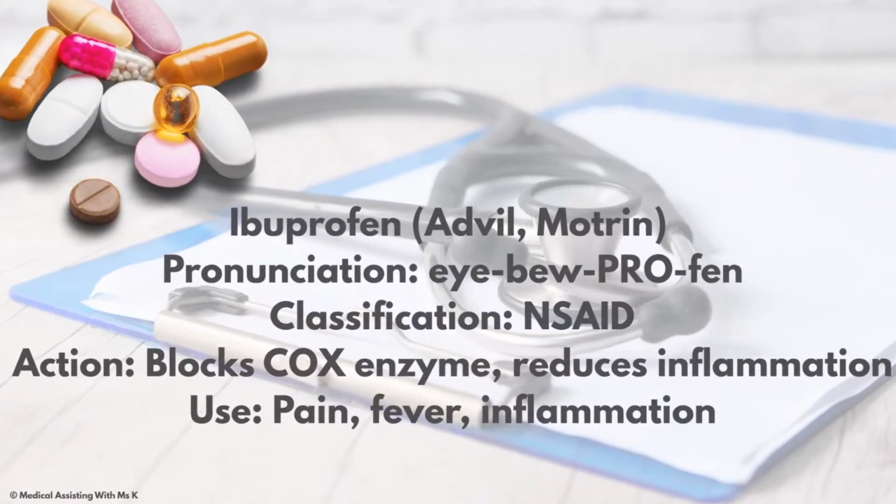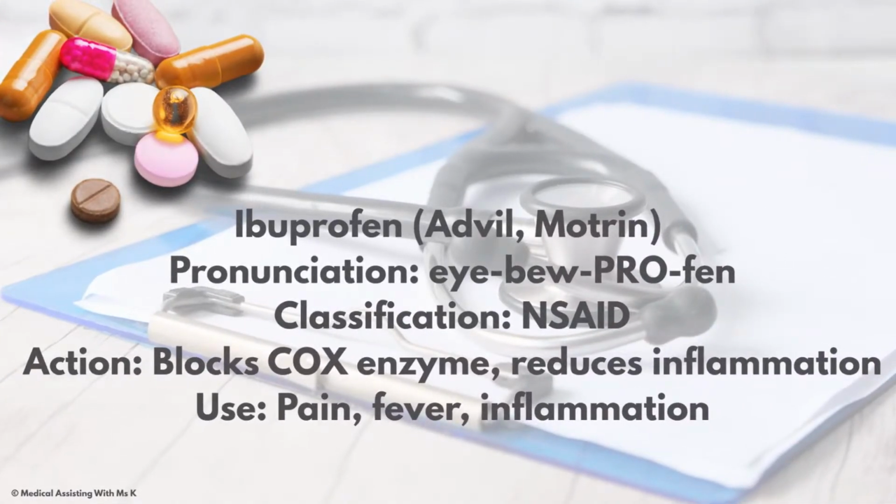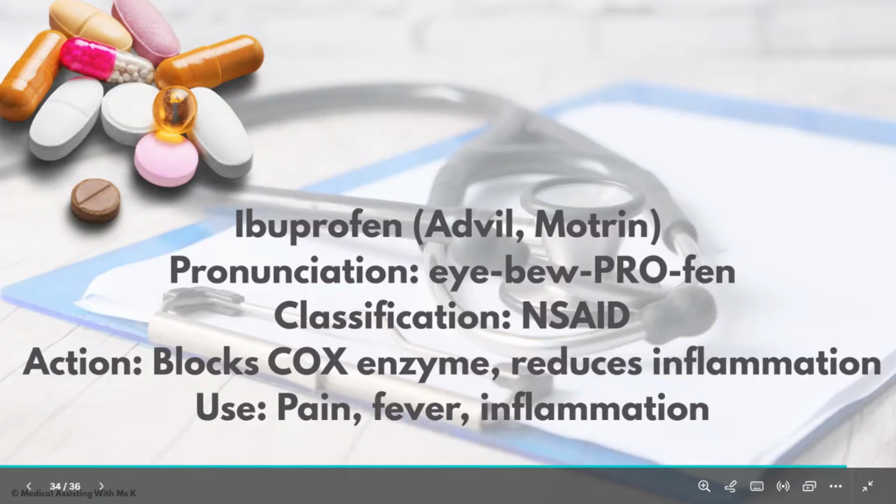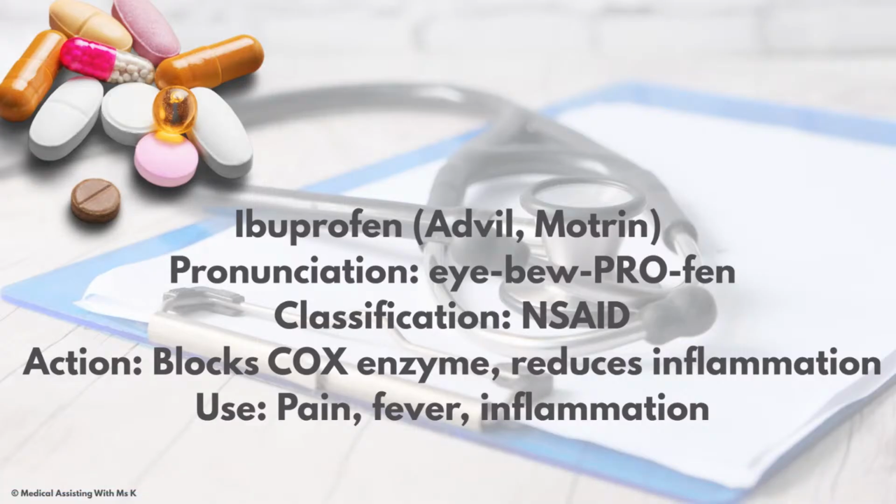Speaking of Motrin, it's an NSAID, as we mentioned earlier. Ibuprofen is the generic, Advil and Motrin are the brands. It blocks COX enzyme as well as reduces inflammation. It is used for pain, fever, and inflammation. And COX enzyme is just what causes pain and inflammation. Sorry guys, I've got some notes here.